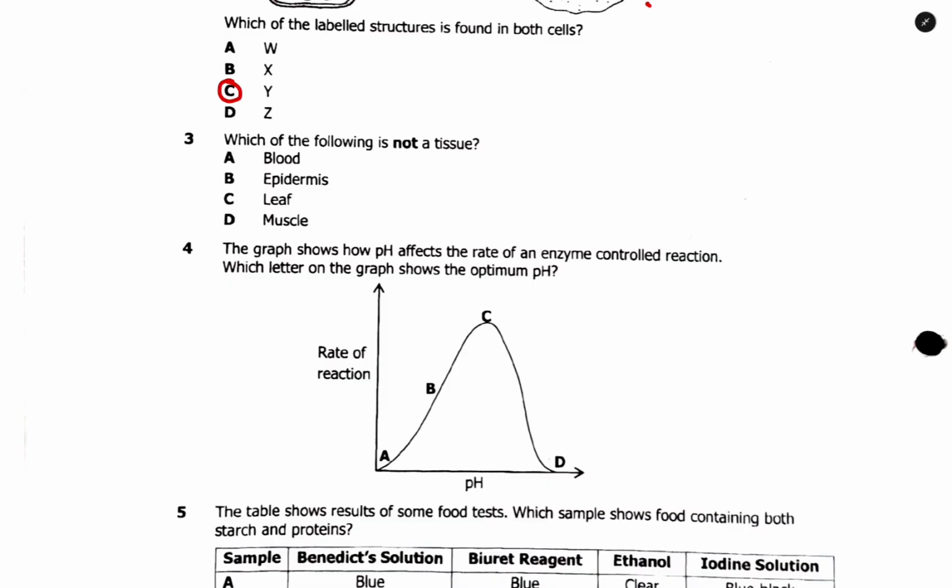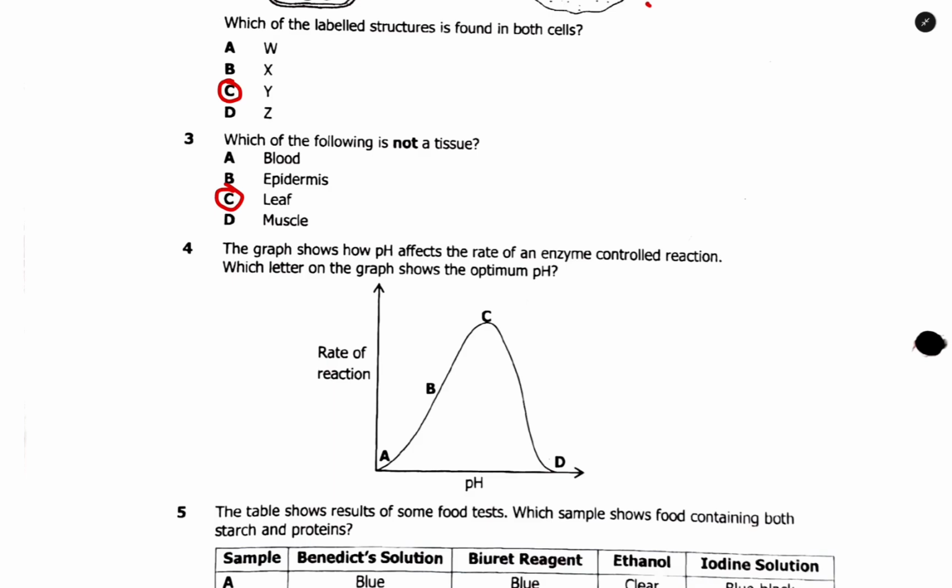And of course, because there are cells inside the blood. Then of course, the epidermis is a tissue also, because you're going to find epidermal cells. Muscle is made up of muscle cells. But a leaf is an organ, because inside it, there are tissues. Okay? So here the answer is C as well. A leaf is not a tissue, instead it is an organ.